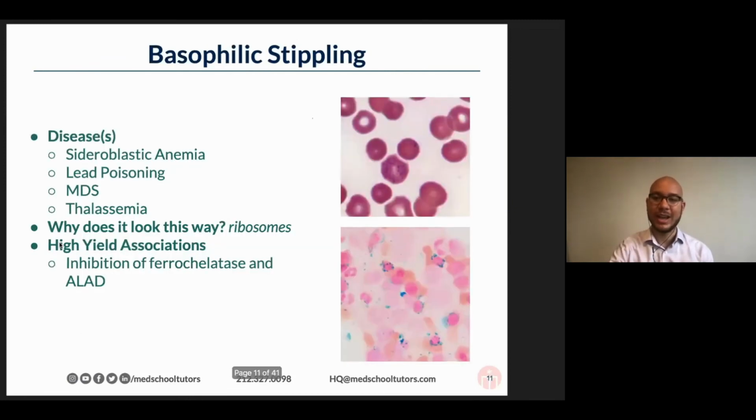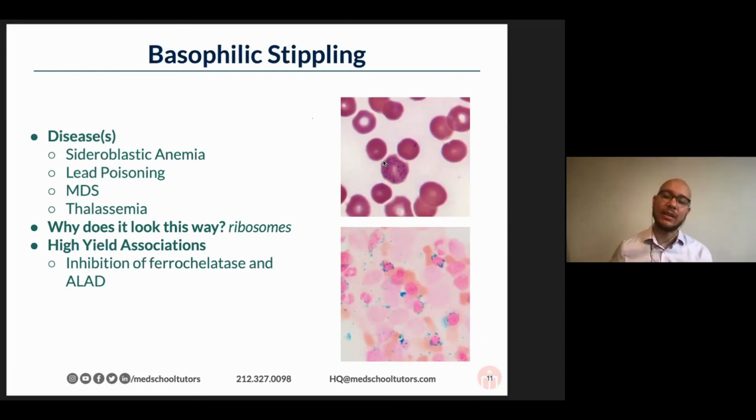So I'll just advance and zoom in. The top picture here is exactly what you all were saying, basophilic stippling, which is associated with many of the things that you all put in the chat, which is sideroblastic anemias, lead poisoning, myelodysplastic syndromes, that's what MDS stands for, as well as thalassemias. But really on the examination, I'm going to point you in the direction of lead poisoning and sideroblastic anemias.